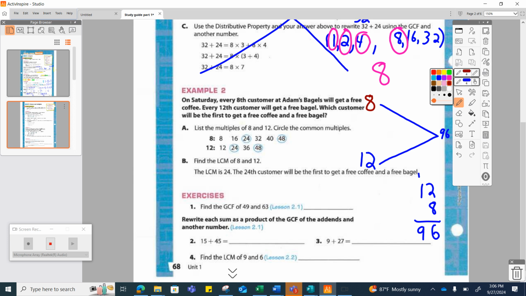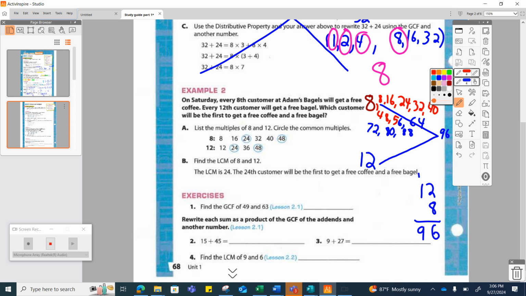8 times 1 is 8. 8 times 2 is 16. 8 times 3 is 24. 8 times 4 is 32. 8 times 5 is 40. 8 times 6 is 48. 8 times 7 is 56. Oh, I'm turning into blue. I don't know what I did there. So that was 8 times 7. 8 times 8 is 64. 8 times 9 is 72. 8 times 10 is 80. 11 is 88. Okay, so those are my multiples.